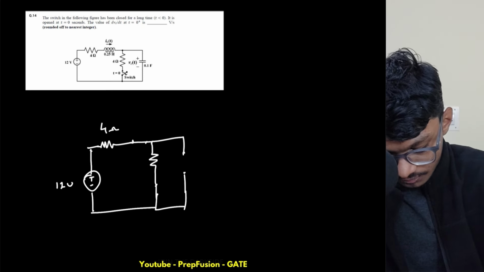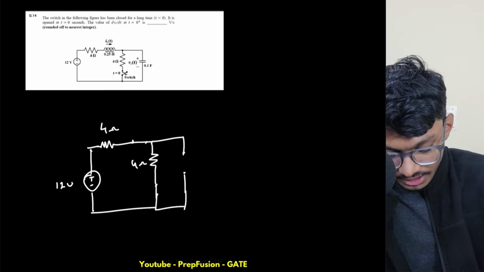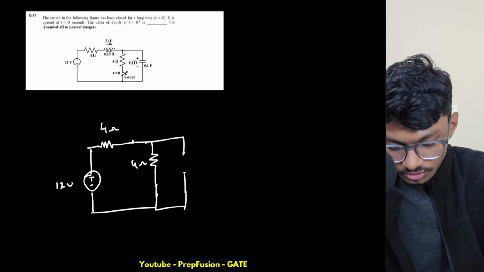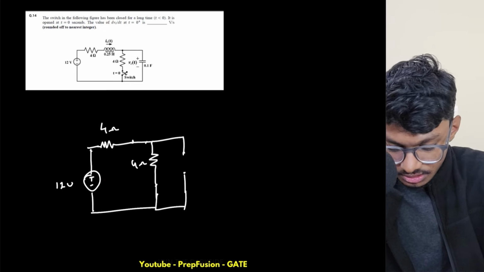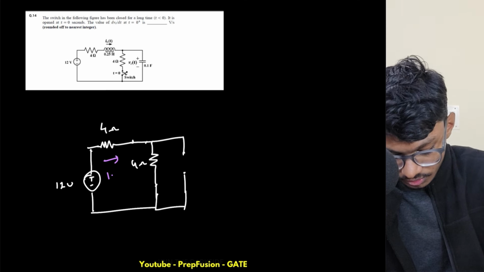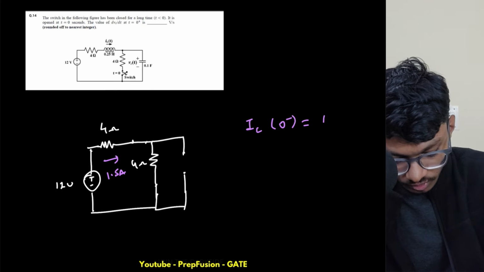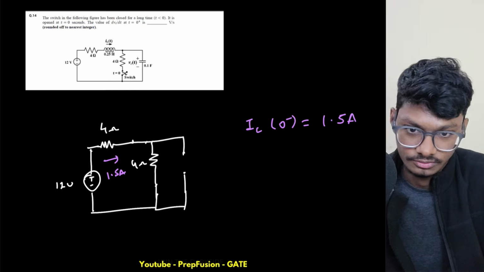And this is 4 ohms. Okay, so what is the current through this? The current through this will be simply 12 by 8, which is 3 by 2, 1.5 amps. Current through this will be 1.5 amps. So IL of 0 minus will be 1.5 amps. Okay, this is one thing that is fixed.